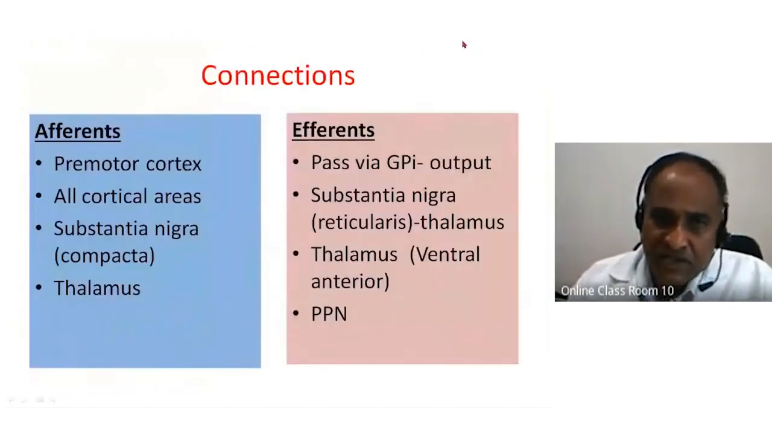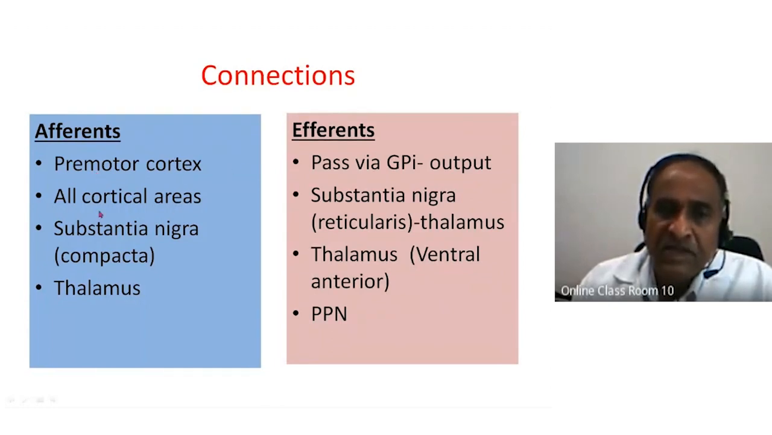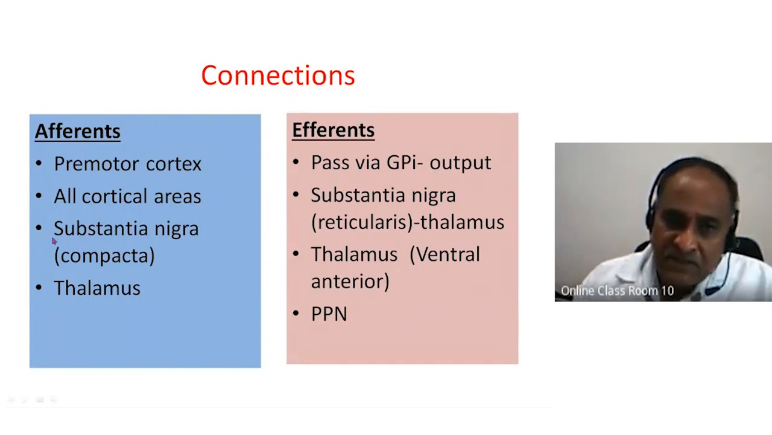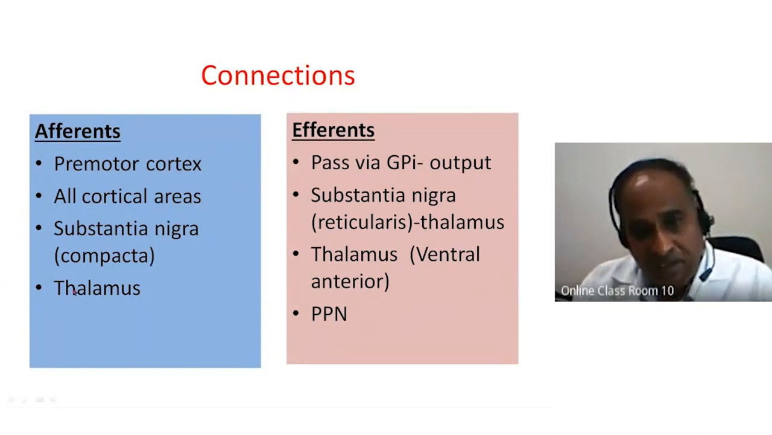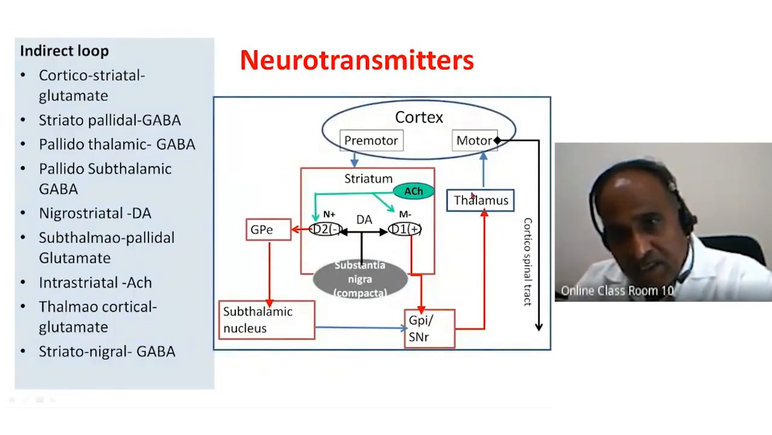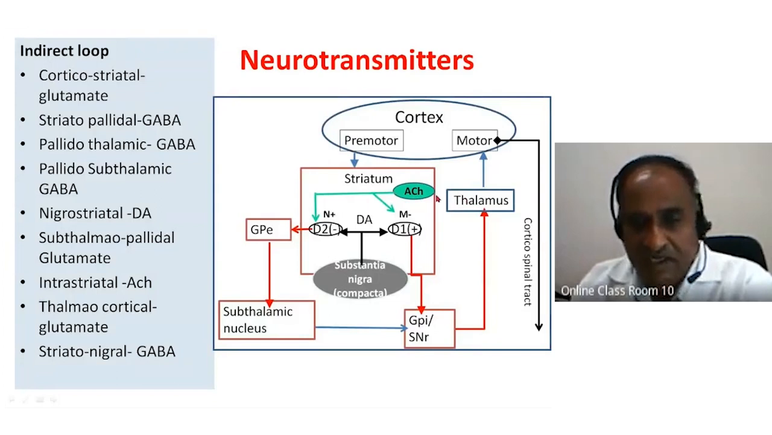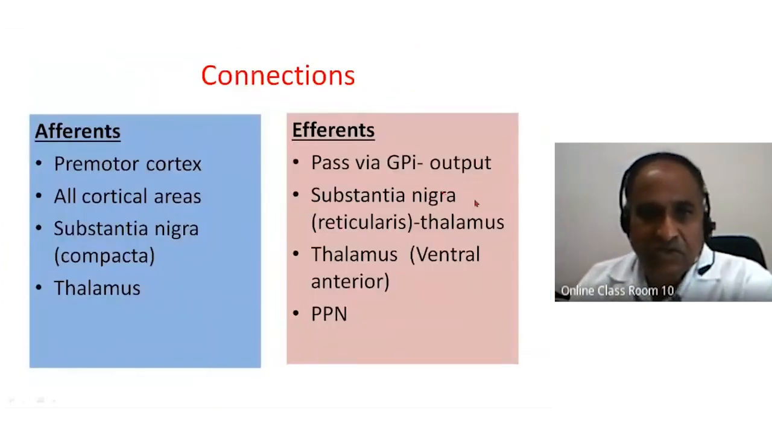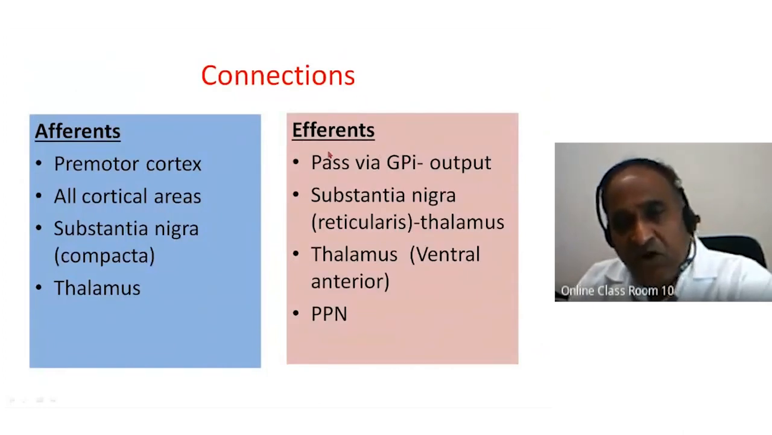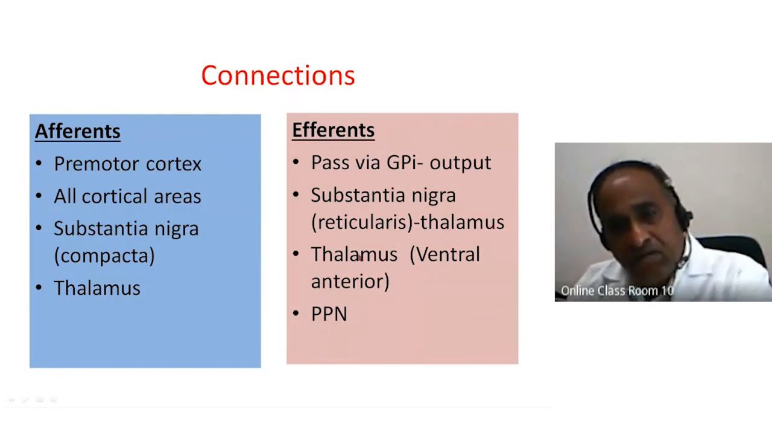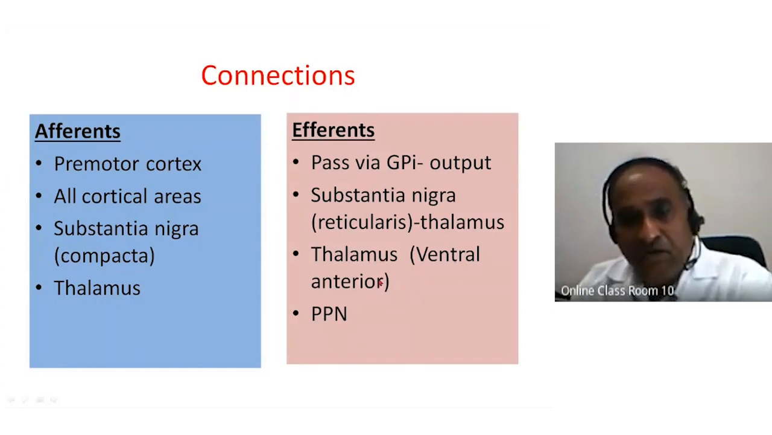Now, I just revise you about the connections. The afferents receive input from premotor cortex, from all cortical areas, from the substantia nigra compacta, and from the thalamus. Even the thalamus also gives inputs to the striatum, thalamostriatal, these things. But for our clarity purpose, I have not shown. So these are afferents. The efferents are, the output goes from GPI, that is going to the thalamus. From the substantia nigra to the thalamus. From which part of the thalamus? Ventral anterior nucleus of the thalamus.